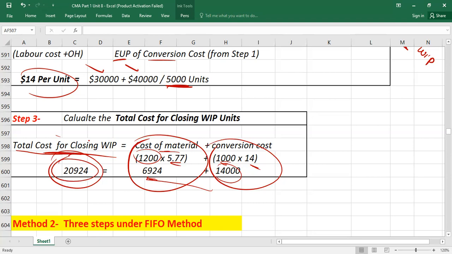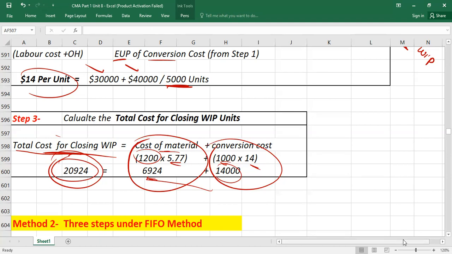So how will you get material, which is 5.77? He will tell you the material cost of last year plus current year. You will just take last year's material cost plus current year's material cost, divided by equivalent units of material. Step two. He will tell you these values.